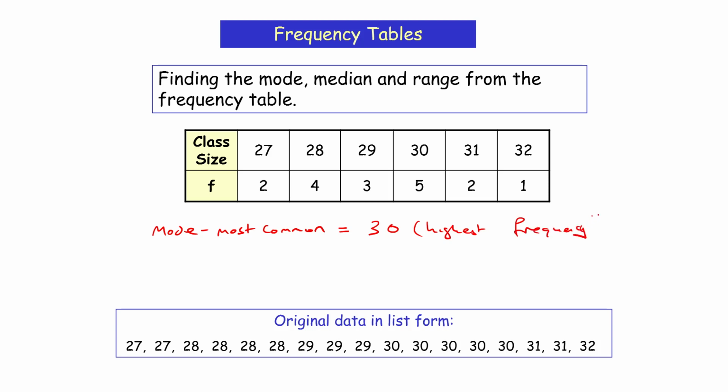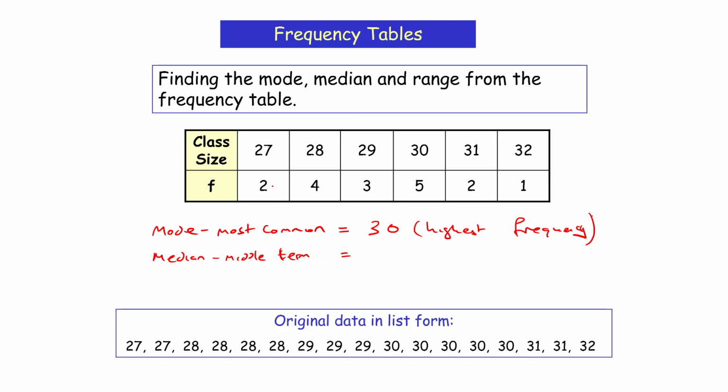Highest frequency is 30. Okay. Now the median is the middle term, after you've put them all in order. So it's the middle term.